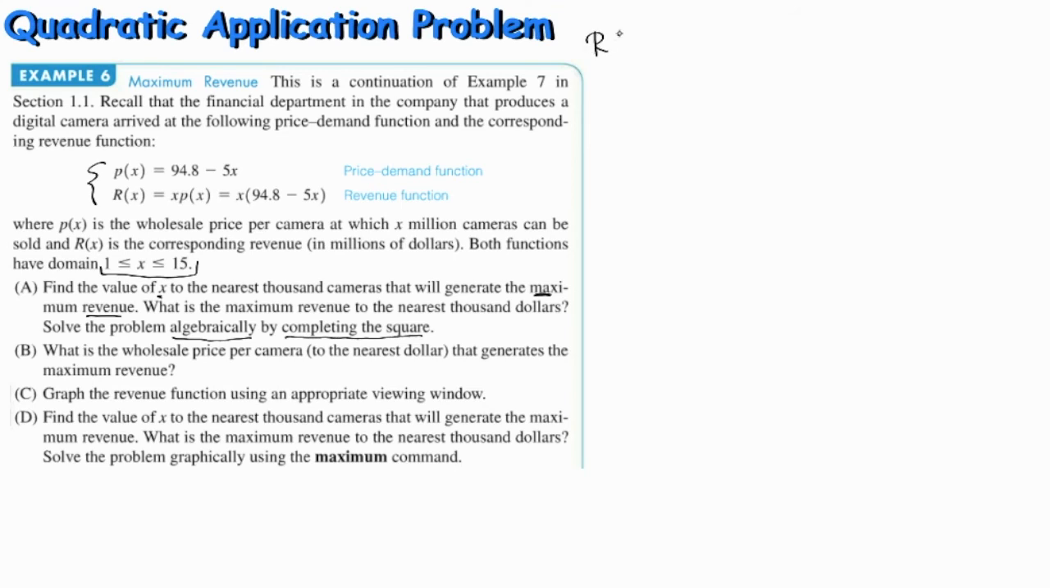And they want us to do this algebraically using the completing the square technique. So we'll start by writing our revenue function. We'll distribute this x through the parenthesis, negative 5x squared plus 94.8x.